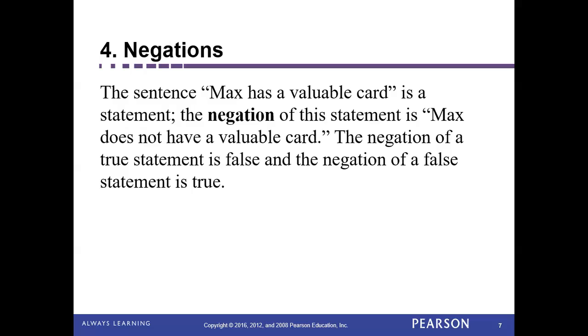The sentence, Max has a valuable card. The negation is the opposite of that: Max does not have a valuable card. So if we were to say the moon is made from green cheese, then the negation to that would be the moon is not made of green cheese.